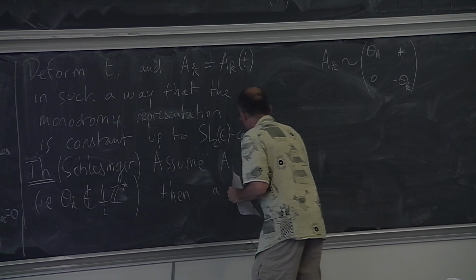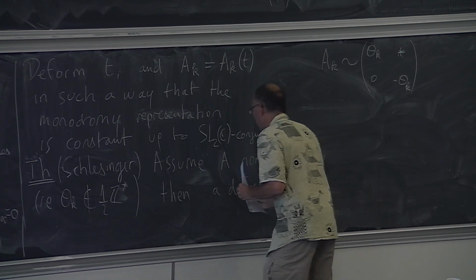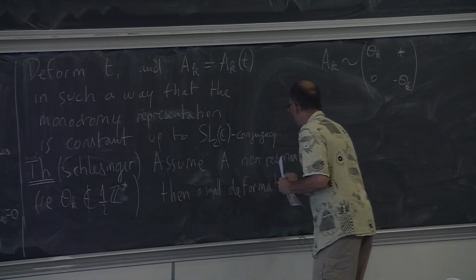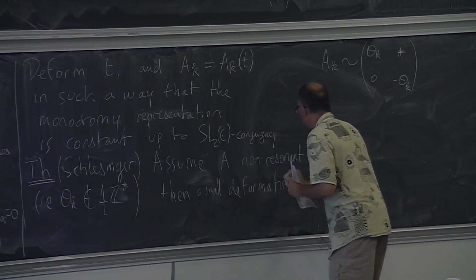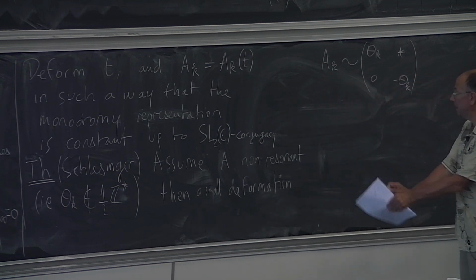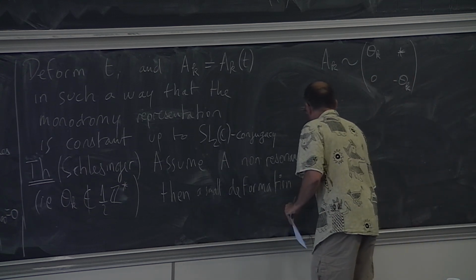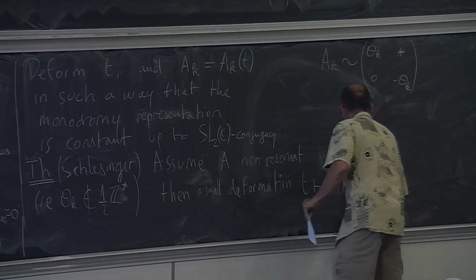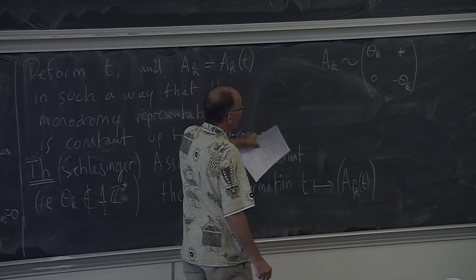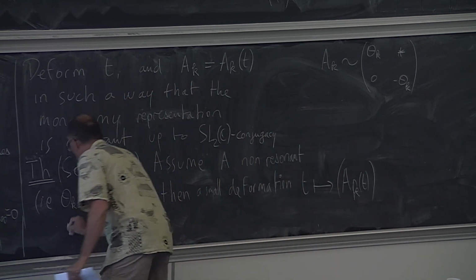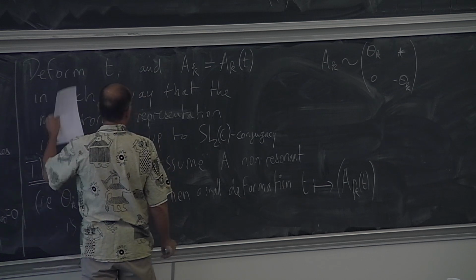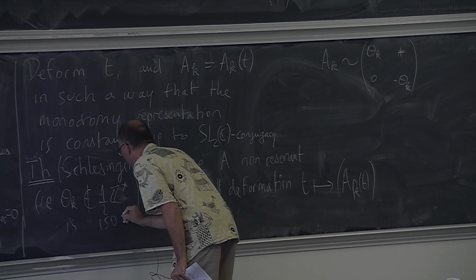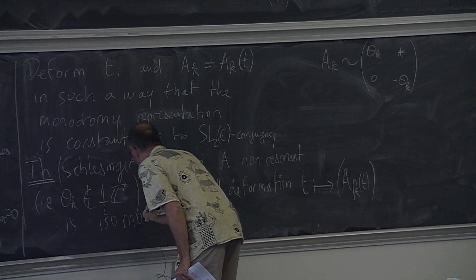a small deformation, which will be analytic, defined on some disk, T gives AK of T. So this is a deformation of the system. Is isomonodromic. I hope that you understand what it means, or monodromy preserving. So isomonodromic.